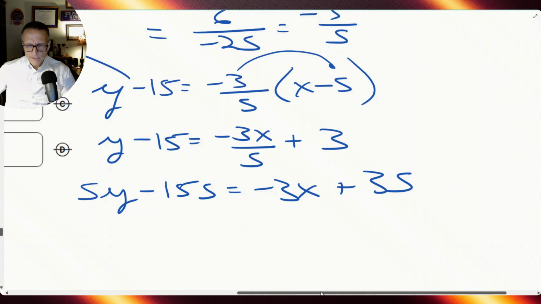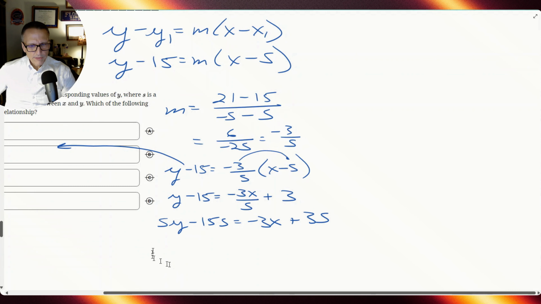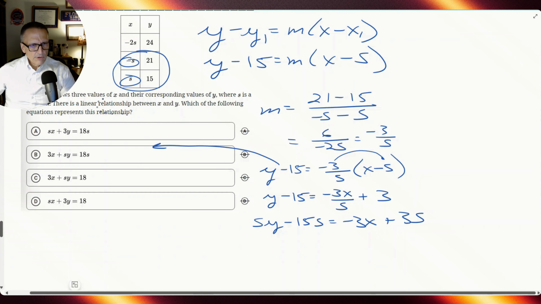So now I'm ready to maybe start making some comparisons with the answer choices here. So notice that I probably want a 3x. I see a 3x. I'm kind of drawn to B and C because of this 3x. So I will bring the negative 3x over. I will leave the plus sy right here. And then I will bring the negative 15s over to the other side, and that would give me 18s. 3x plus, that looks like a 5, but it's an s. That would be 3x plus sy equals 18s, and there's my answer.